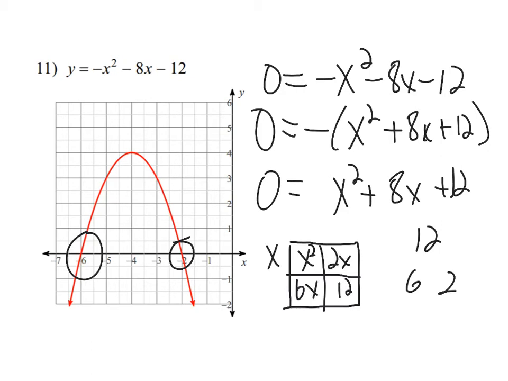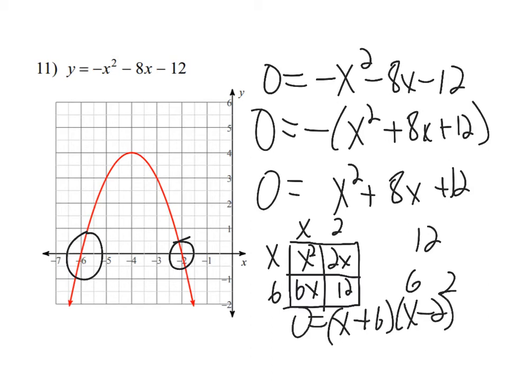So I can factor out an x. I can factor out a 6. I can factor out an x. I can factor out a 2. So x plus 6 times x plus 2 has to equal 0. And then we use that zero product property.